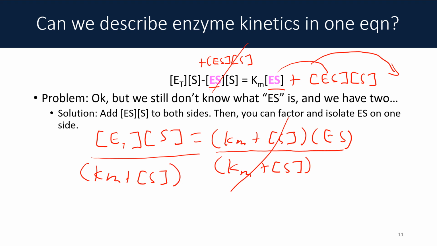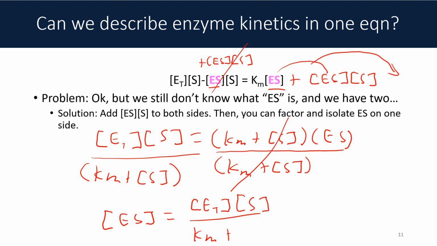Giving us ES equals ET times S divided by Km plus S. All right, it's getting simpler, right?